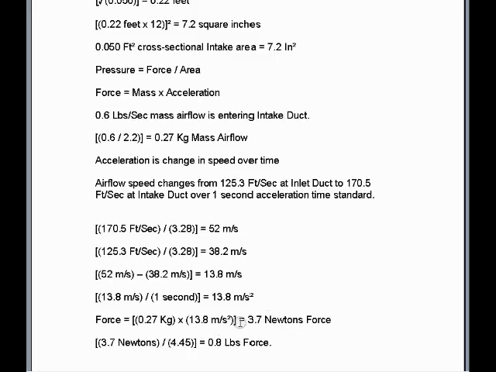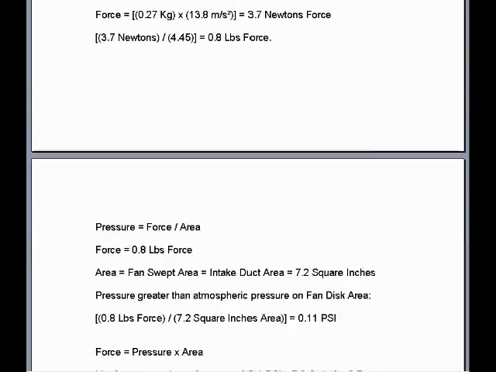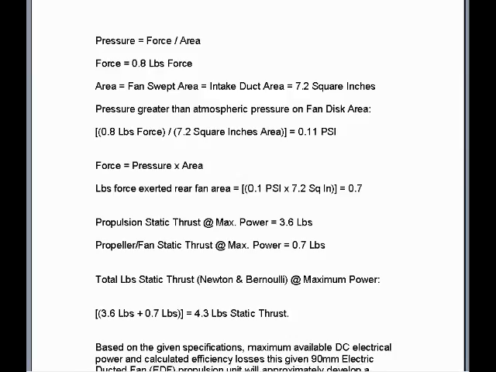So now that we know that we're also developing a forward force of 3.7 newtons, we can then divide that into 4.45 to get the pound force approximation exerted against the disc area of the fan. But we also need to prove this to make sure that it is correct. So we can go back to the pressure formula once again and take the force we calculated from the mass airflow acceleration from the inlet to the intake fan swept area, 0.8 pounds of force, and then simply divide that by the fan swept area of 7.2 square inches, which is also equal to the intake duct area.